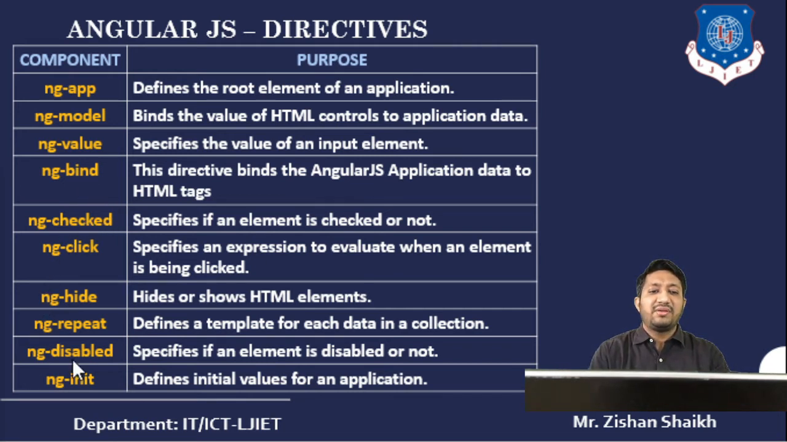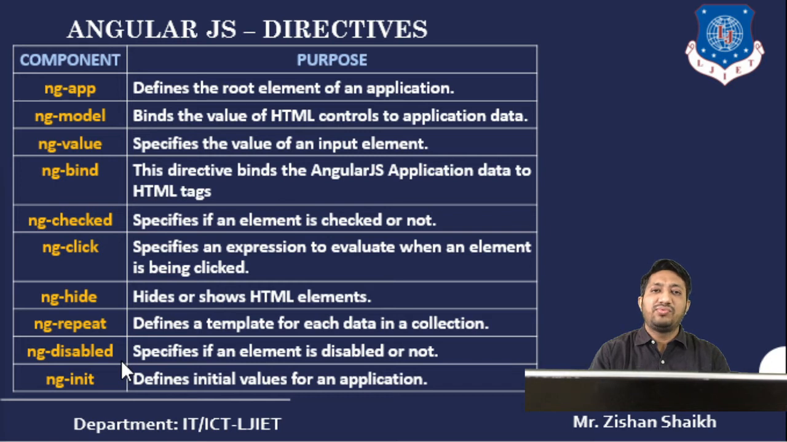Now the other frequently used directives. ng-checked is used when you check whether an element is checked or not. ng-click is used when you want to specify some click event. ng-hide and ng-show: if you want to hide or display something, we use ng-hide and ng-show. ng-repeat is used where you want to display repeated values, defining a template for a collection. ng-disable: when some elements are disabled or enabled, ng-disable and enable are used. And the last one is ng-init.